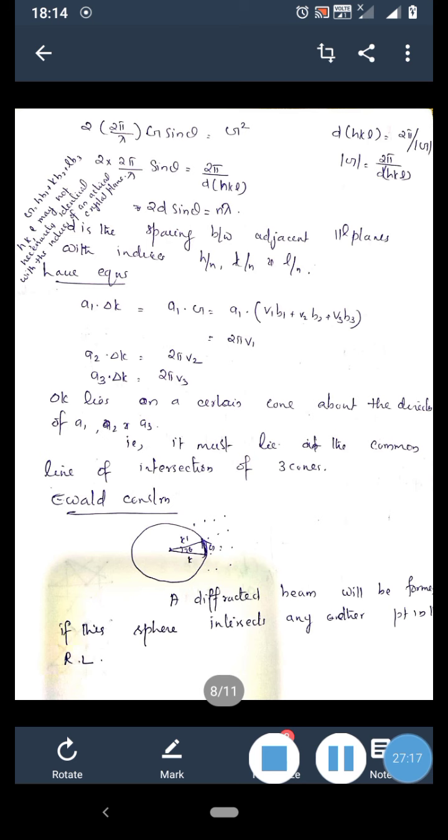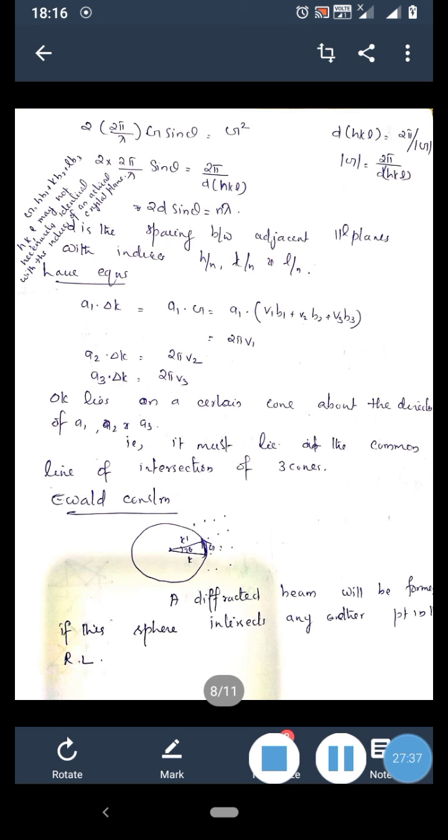That is, reciprocal lattice vectors are drawn at a distance of 1 by d. So cancelling the common factors, we get 2d sine theta is equal to n lambda, where d is the spacing between adjacent parallel planes with the indices h by n, k by n and l by n.